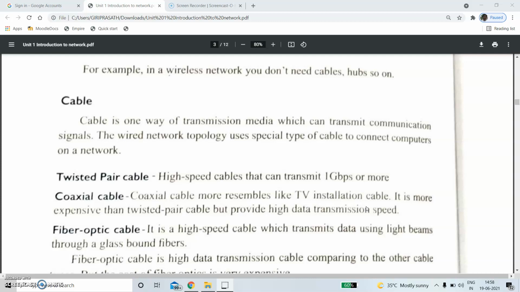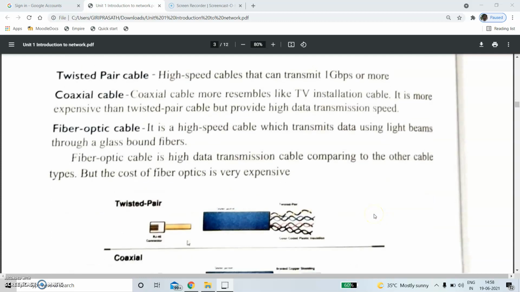When compared to twisted cable, which one is expensive? Coaxial cable is expensive. Even though it is expensive, it provides high data transmission speed also. The next one, fiber optic cables. It is a high-speed cable which transmits the data using light beams. Among all the other cables, the high-speed one is fiber optic cable. It transmits the data by means of light signals.